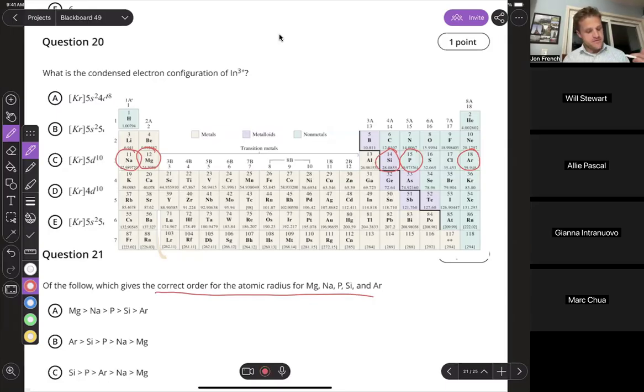our effective nuclear charge. We're putting more protons in the nucleus. So in this row, sodium should be the biggest, followed by magnesium, followed by silicon, followed by phosphorus, followed by argon. Because what's happening is, yes, we're adding more electrons, but we're also adding more protons, and those protons are going to pull the outer electrons closer and closer because the shielding is the same.